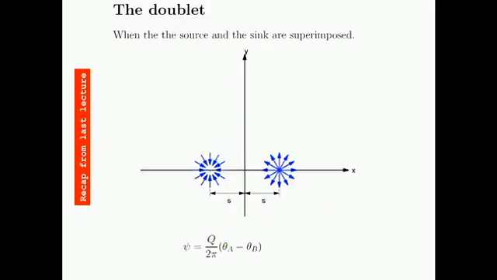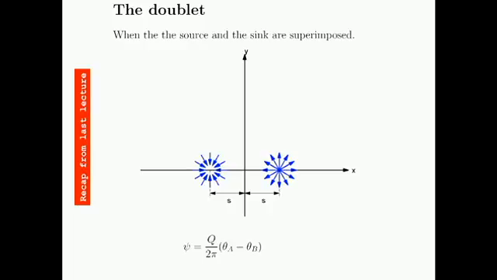Did that make sense? With that refresher, does that kind of make sense? All we're trying to do is co-locate a source and sink, and the way that we do that is just to allow them to become infinitely strong, I guess, as we co-locate them.